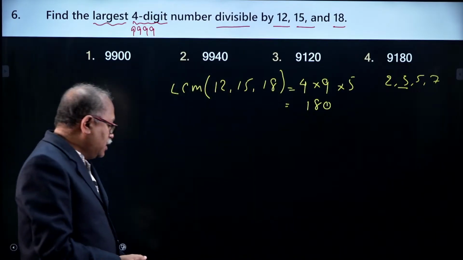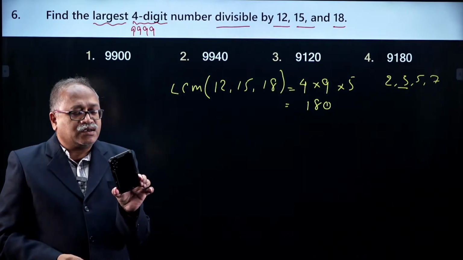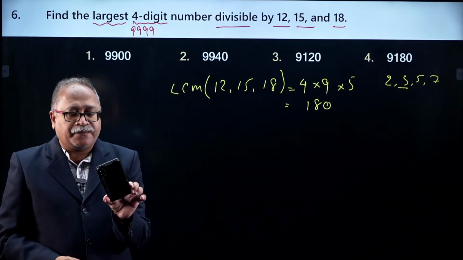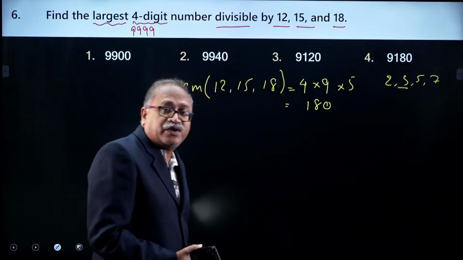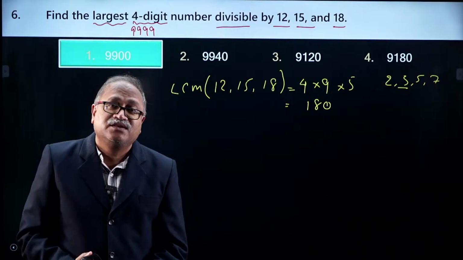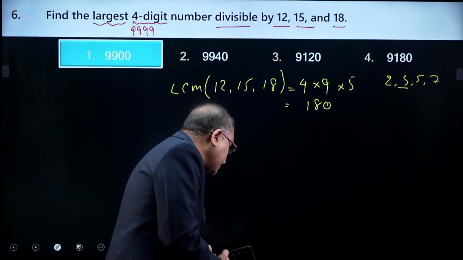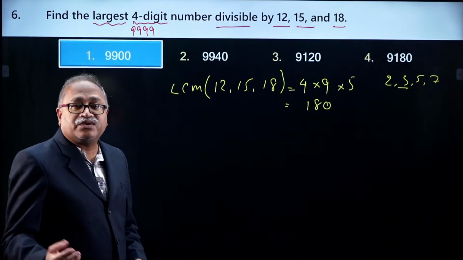Now I need a largest 4-digit number. I already see that Pandu has answered the question and he said 9900, that means option choice 1. Let me check whether Pandu is correct or not. Yes, that's right. So you have a good practice, Pandu. That is what you are doing justice to yourself.